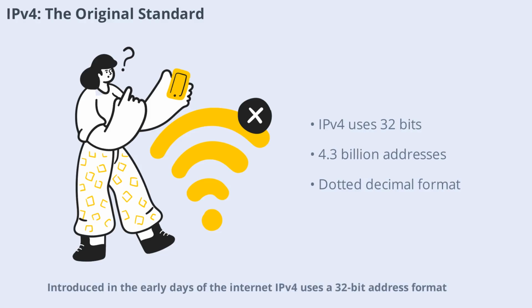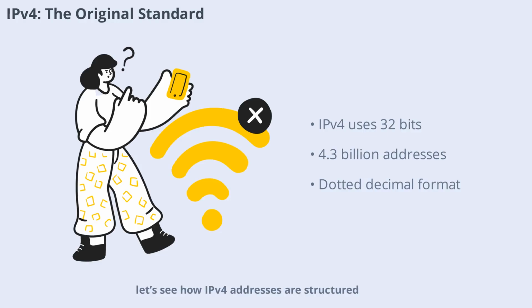Introduced in the early days of the internet, IPv4 uses a 32-bit address format, resulting in about 4.3 billion unique addresses. Each IPv4 address is written as four numbers separated by dots, like 192.168.1.1. While this seemed like plenty at first, the explosive growth of the internet has made these addresses scarce. That's why a new version, IPv6, was developed, but before we get there, let's see how IPv4 addresses are structured.